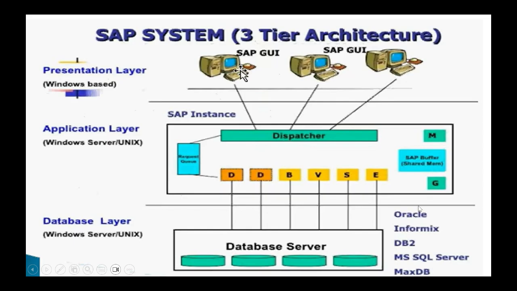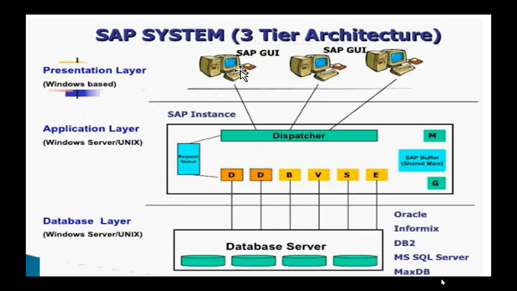Here there are various service providers of databases, not SAP databases. Tenant databases are mentioned over here, like Oracle, Informix, DB2, MSSQL, MaxDB. These are the tenant databases. Why are these databases called tenant? Because they are provided by some other service provider. It is not SAP-owned data. The SAP-owned database is HANA, which we are going to study in detail in the next lecture.